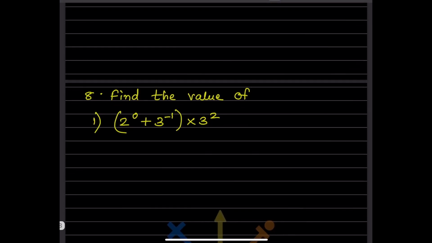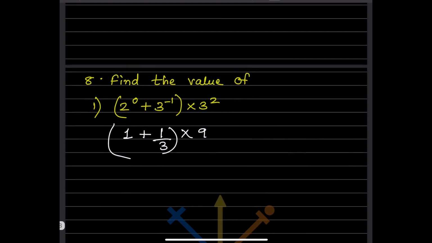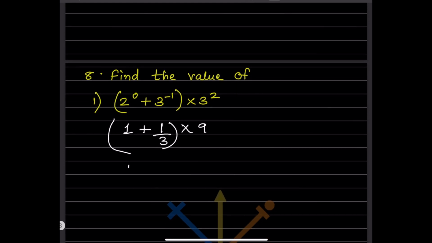Now let us see, find the value of 2 raised to 0. So 2 raised to 0, anything raised to 0 is going to be 1. And this, the exponent is negative, so you are going to write a 1 by 3. And 3 raised to 2 means that is going to be 9. So first thing what you are going to do here, you are going to take the LCM. So that will be 1 by 1. You can write like this first.